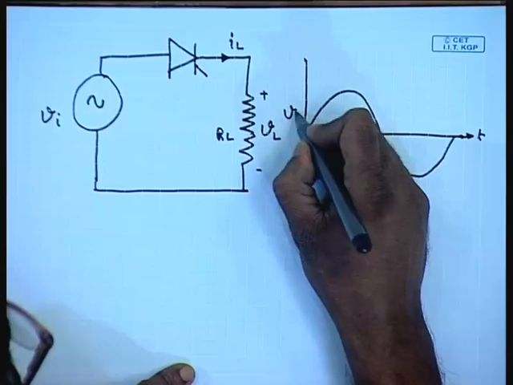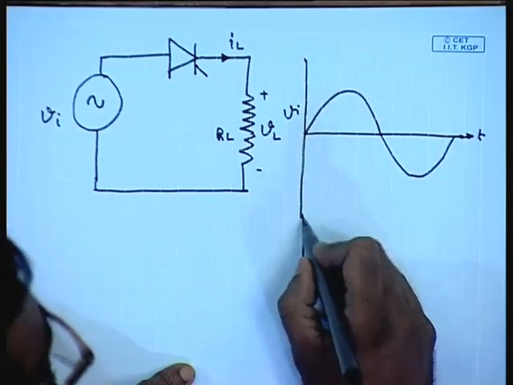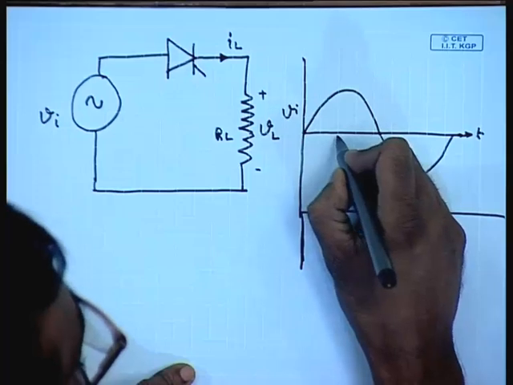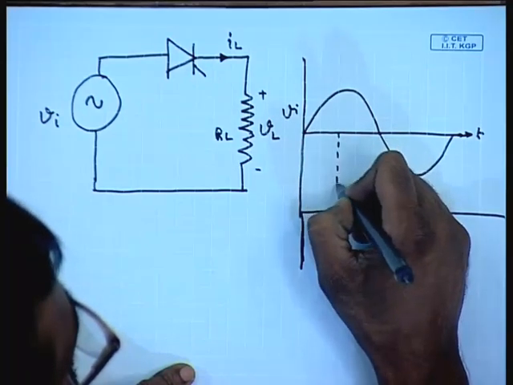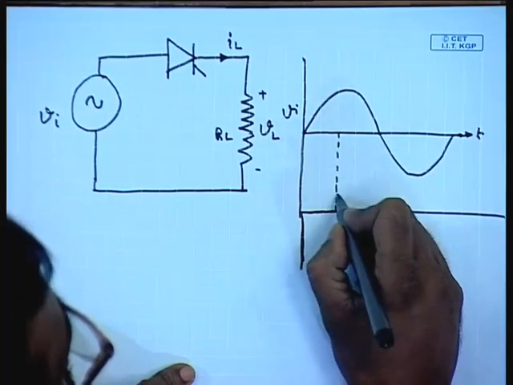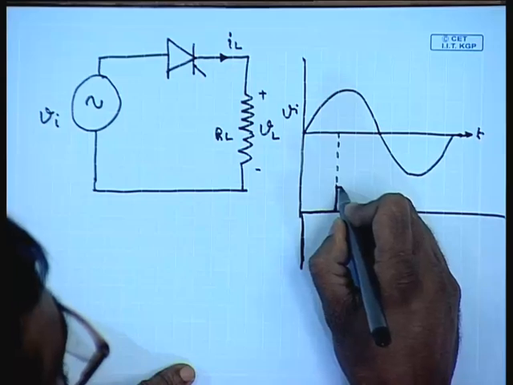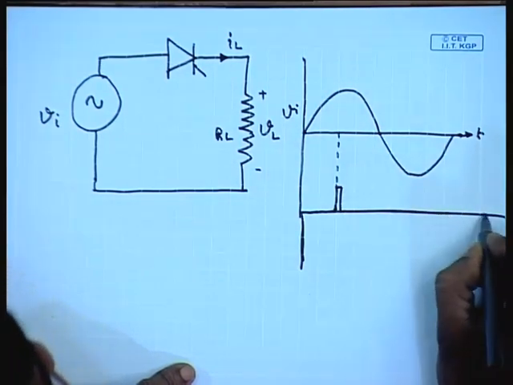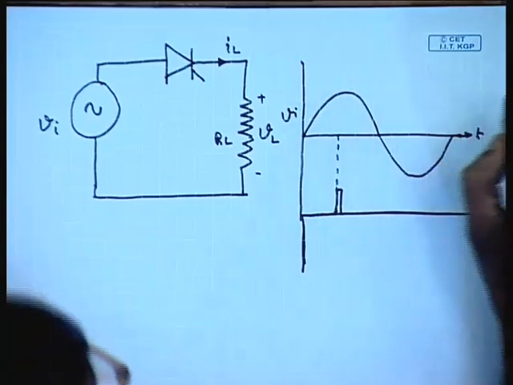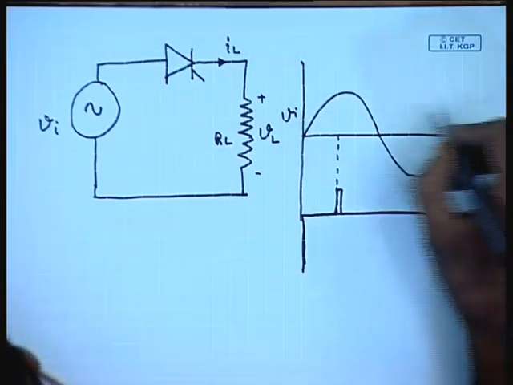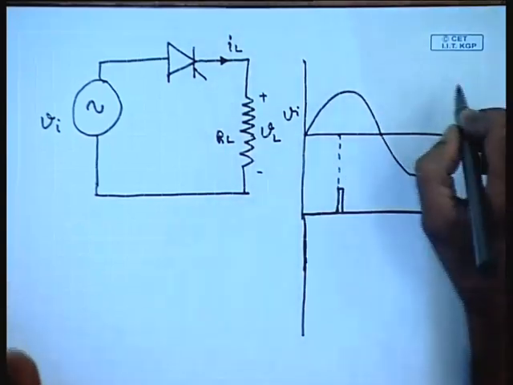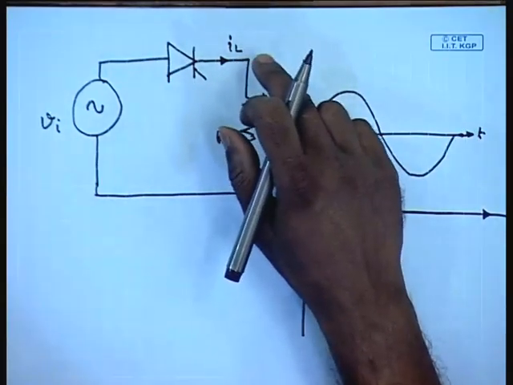This is Vi, and let us say a gate current is applied at this instant. It is to be understood that it is not necessary to continuously apply the gate current. Once the device has turned on, the gate pulse can be removed and the device will remain on. It can be only turned off when the current through it becomes 0.